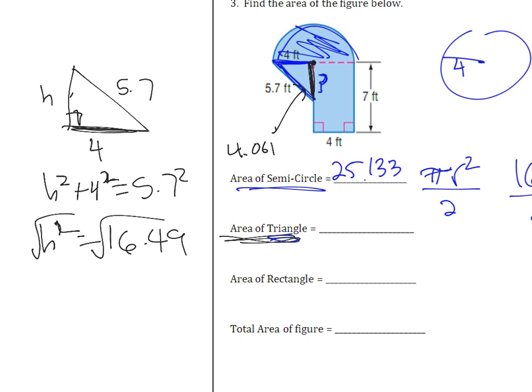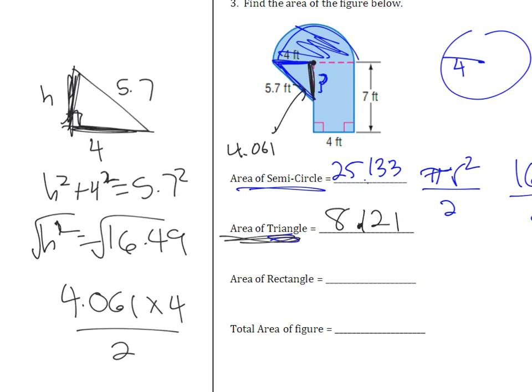To figure out the area of the triangle, I've got to take base times height divided by 2. So I want to take 4.061 times 4 divided by 2. When I do that, I get 8.121. That's my answer.